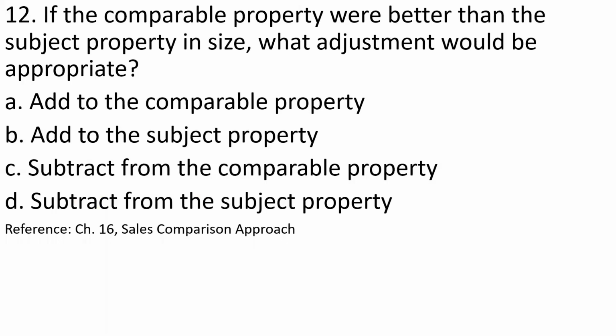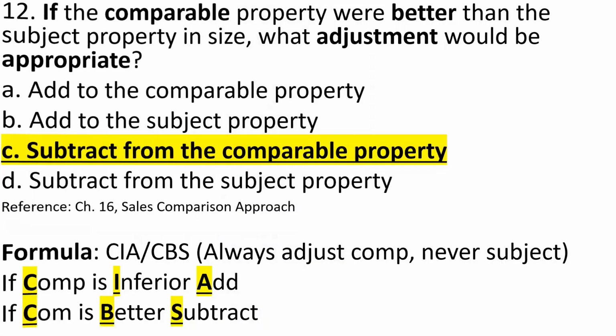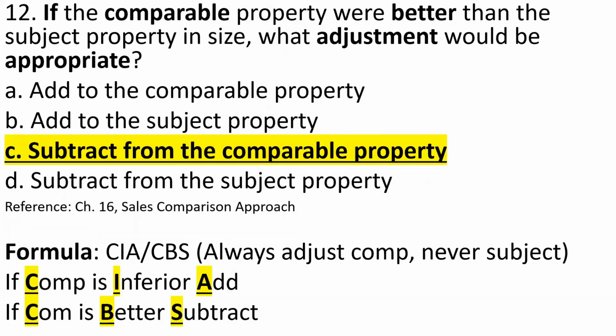Number 12, if the comparable property were better than the subject property in size, what adjustment would be appropriate? In this case here, the adjustment will be downward. So therefore, let's look at it. Comp better. Then if you look at CBS, comp is better. Therefore, you would subtract. Again, never make any adjustment to the subject property, but always make the adjustment to the comp because the comp is the known factor.